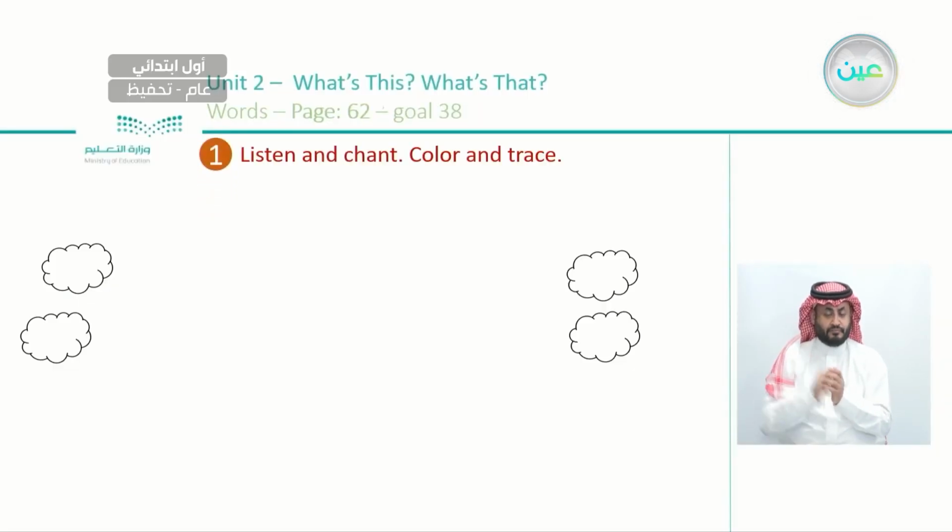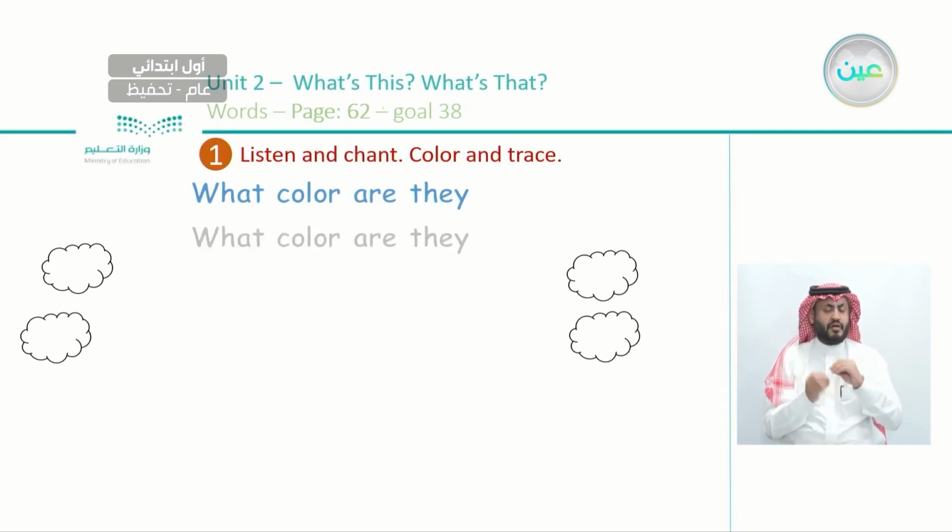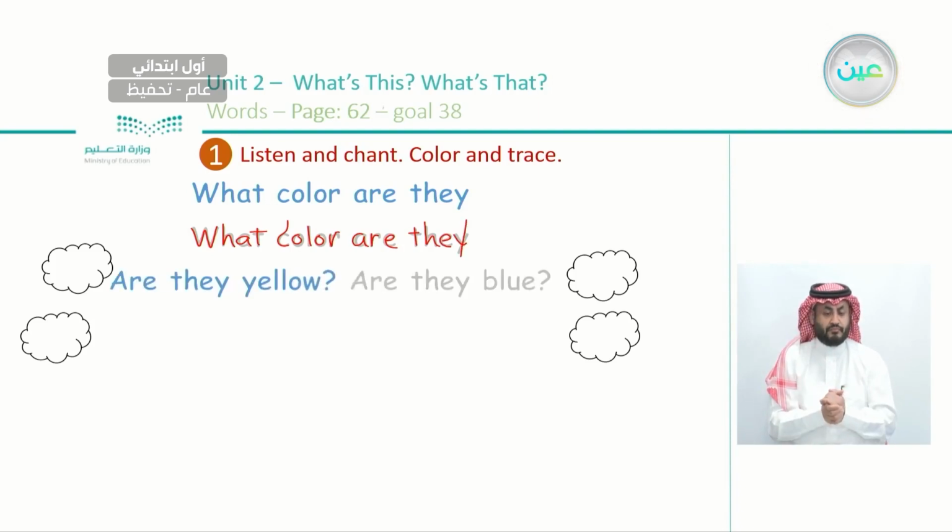Now on page 62. We have question, listen and chant, color and trace. So, what color are they? What color are they? So, what color are they? Okay, so, are they yellow? Are they blue? So, are they blue? Okay, so what are the colors here?